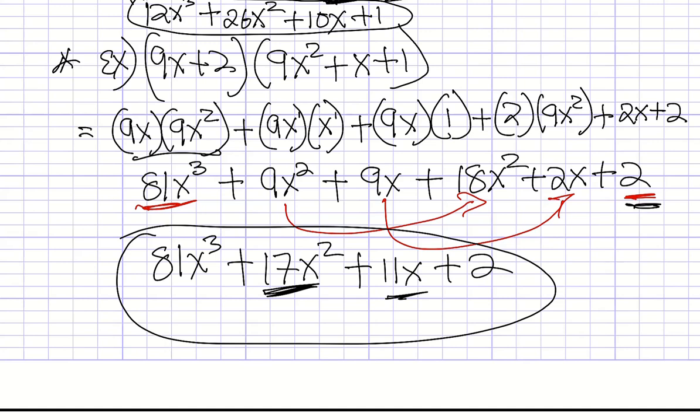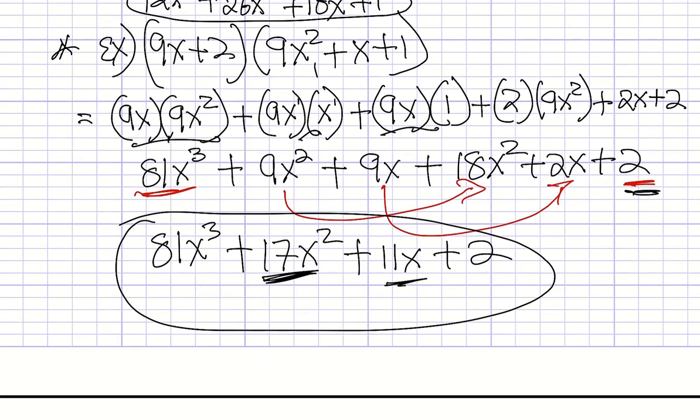Okay, so this times that, you get that. This times that, you get that. This times that, you get that. Okay, so what is x? Where is this? Is 9.